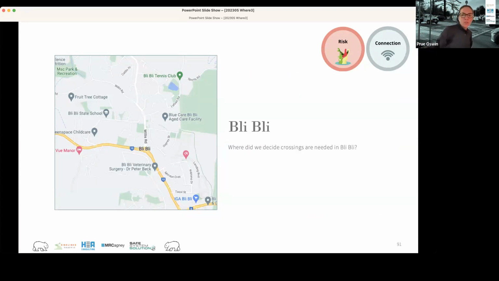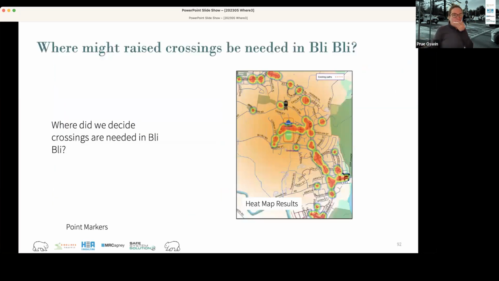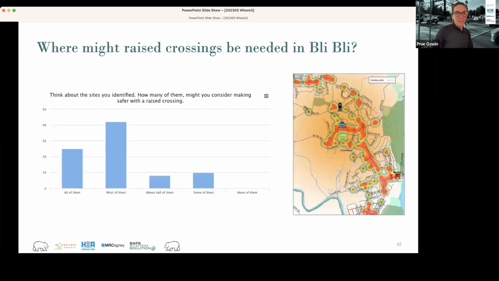Okay, where did we decide crossings are needed? We'll go through the results of our case study now. As you know from your homework, you were given 10 point markers, up to 10 places where you could say where safer crossings are needed. So think about the sites you identified. How many of them might you consider making safer with a raised crossing?